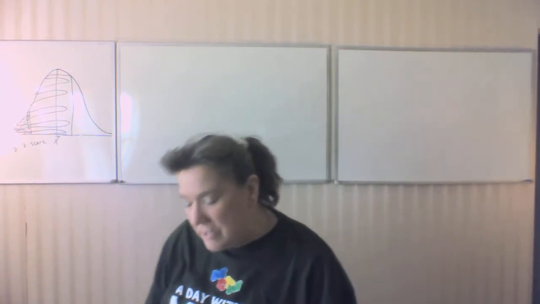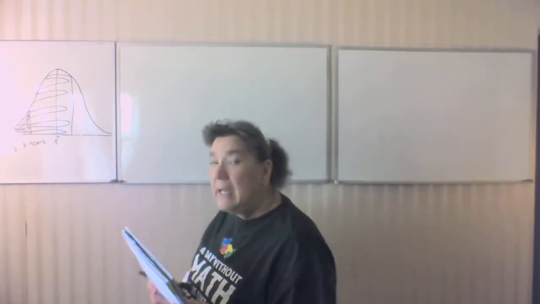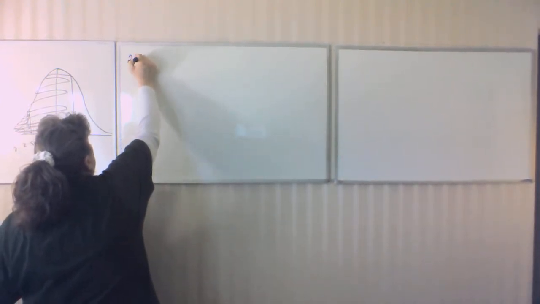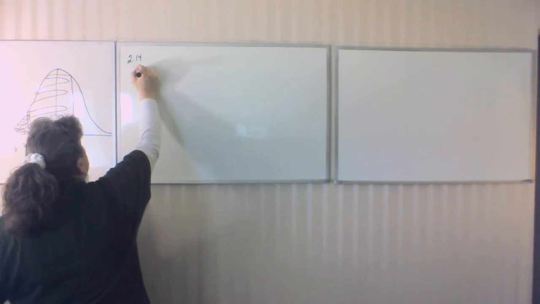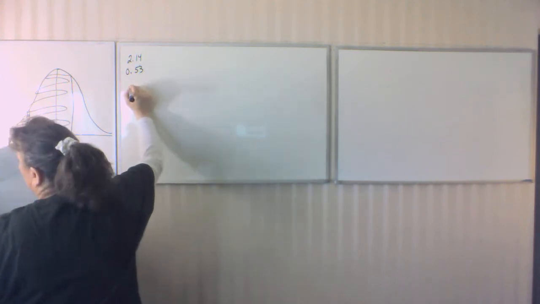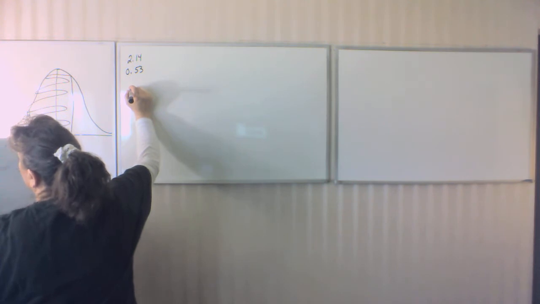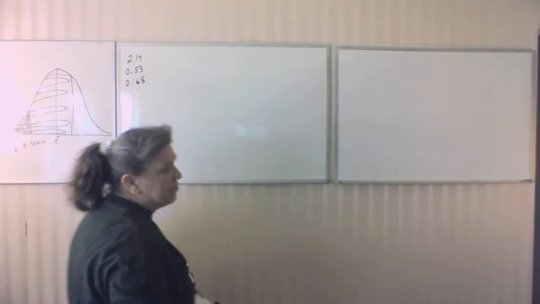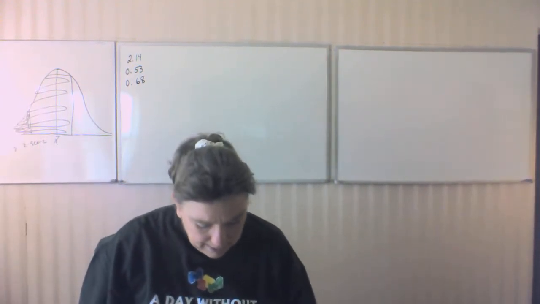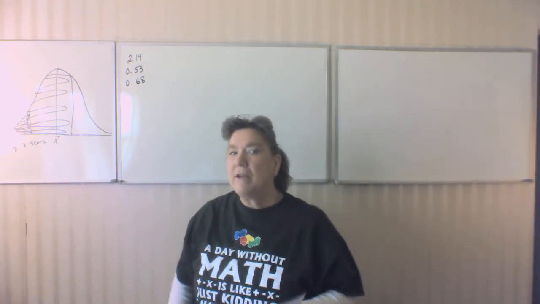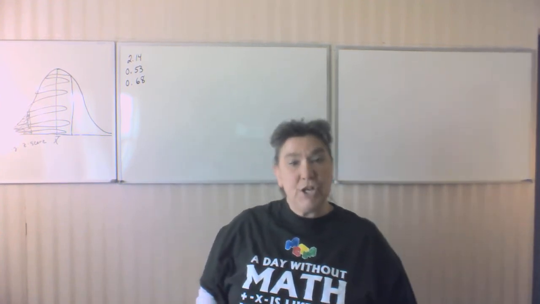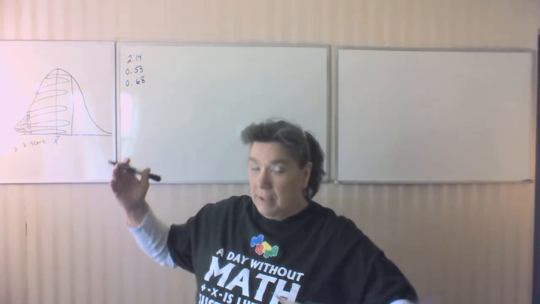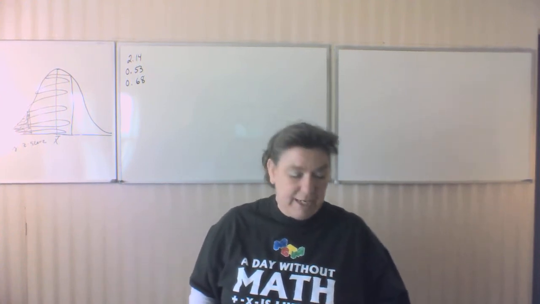So let's go back to those z-scores that we had in our last problem of the last video. We had a 2.14 z-score, a 0.53 z-score, and a 0.68 z-score. Notice all of these are positive z-scores because they were all greater than the mean. So what happens? To figure out the chance that someone would do less than what this person did on their test, okay?